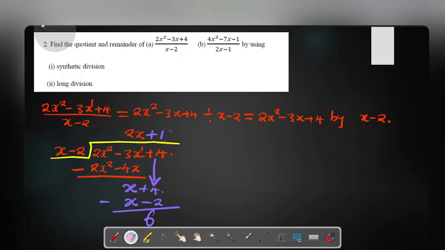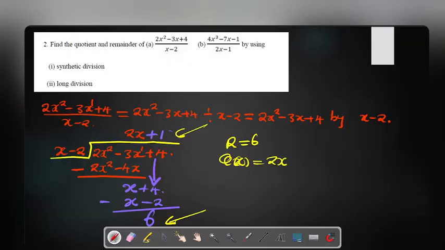Now you see we got the same answers as what we got there. So the remainder is 6. The remainder is what you get here, and the quotient is what you have on top. So the quotient is 2x plus 1. So that's what we have.